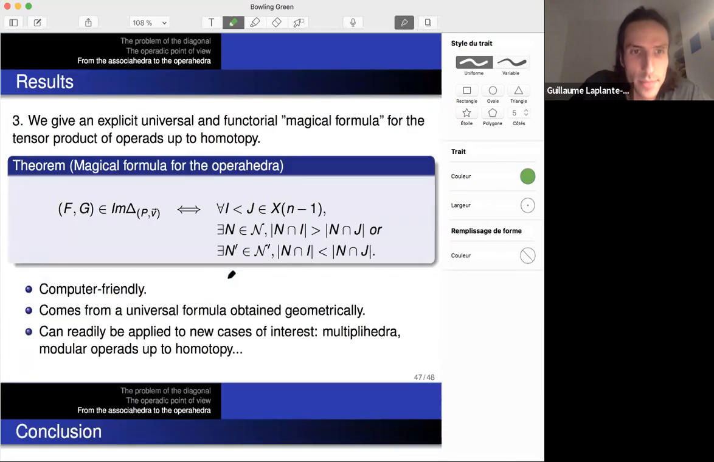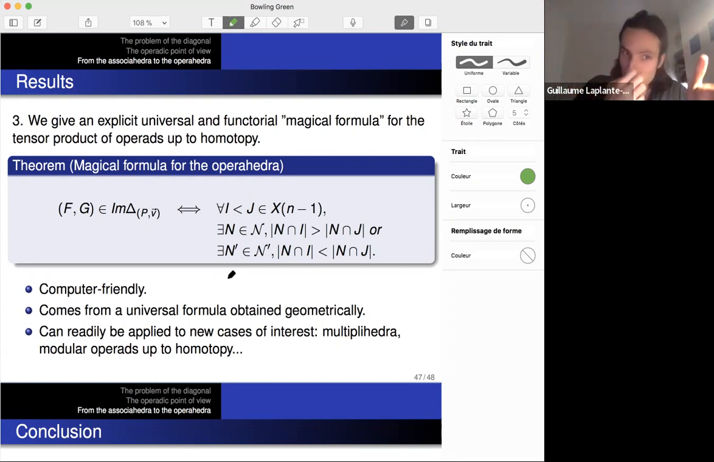Finally, this formula is computer friendly. I worked with Hugh Thomas this summer, and he very quickly designed a computer program that was calculating these pairs up to dimension 8. It actually comes from a universal formula which is obtained geometrically by playing with the fundamental hyperplane arrangement of the polytope.